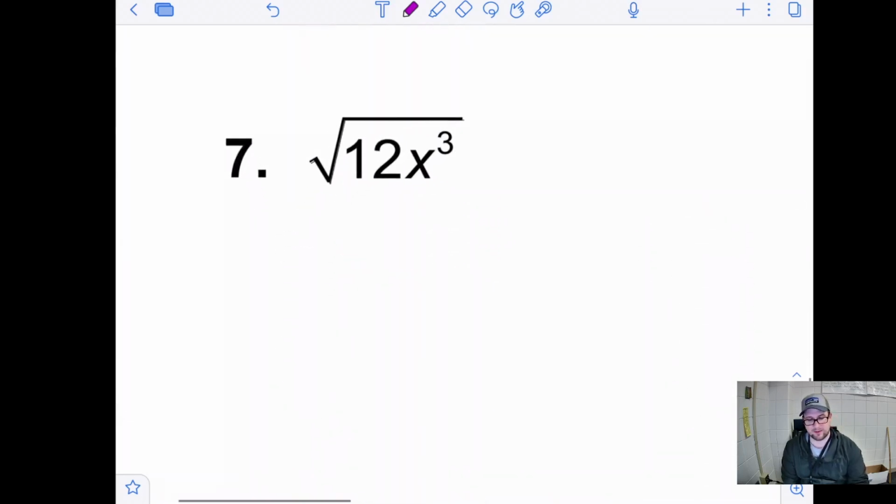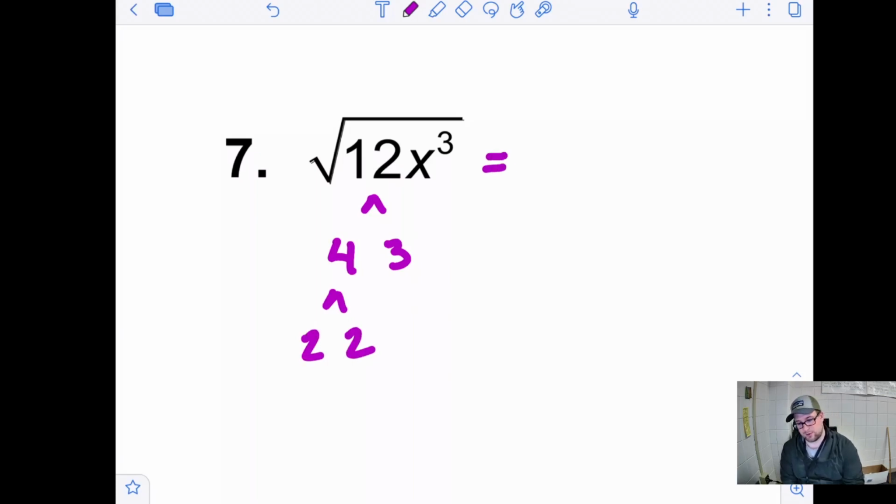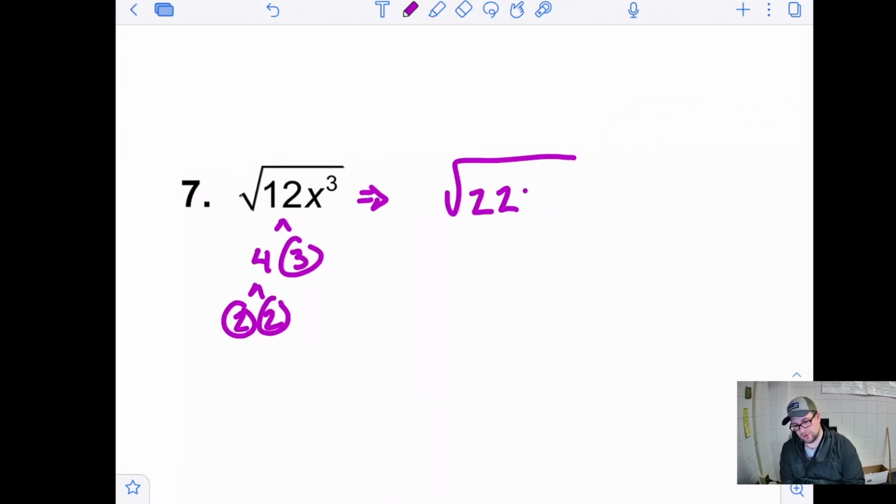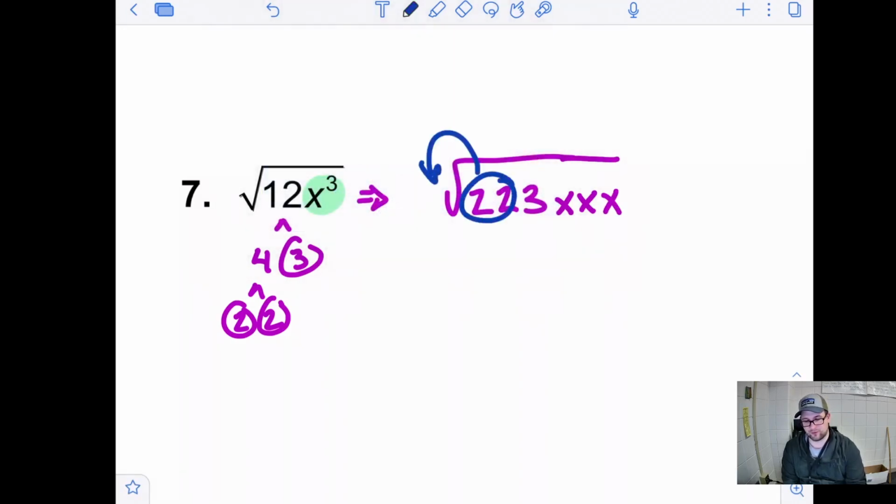Looking at problem number 7, here's another one. So 12 would be 4 and 3. 4 is, almost said something wrong there, 2 and 2. So let's break that down. We're going to rewrite it as 2, 2, 3. Now in our original, we had 3 x's, so we're going to write that as x, x, x. Now we look for those 2-for-1 specials. We do see a 2-for-1 special here, and we see a 2-for-1 special here. So we get a 2 and an x that come out.